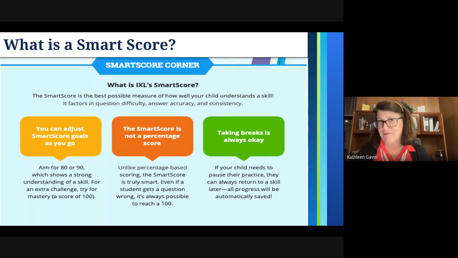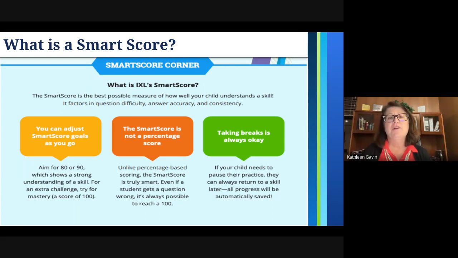So the big takeaway from this SMART score is that the goal is a SMART score of 80. Because according to the research from IXL, a SMART score of 80 means that a student is proficient with the skill. If the student wants to persist and try to get a little bit higher, they can go towards a SMART score of 90 or 100, 100 meaning that they've truly mastered the skill. But all the research that I just shared with you is based on a SMART score of 80. So that's really the gold standard by which we're encouraging students to get to.